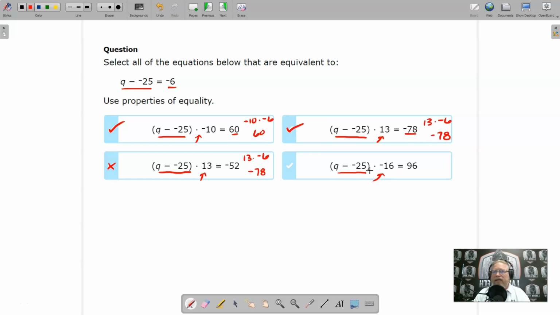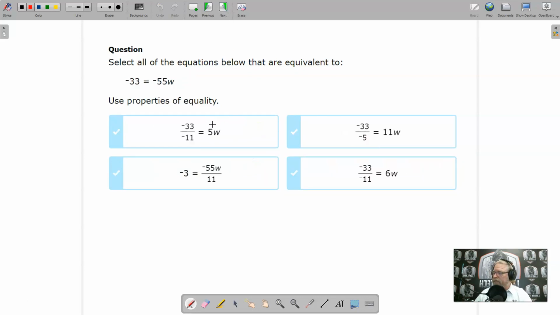And then we have negative 16 being multiplied times the quantity of q minus negative 25. So if the left is being multiplied by negative 16, we're going to multiply the right by negative 16 as well. Remember, we're multiplying by what we have up here, not what you see down here. So negative 6. And we are trying to get to the target, where if our product is equal to this, then we know we're good to go. Negative times negative is positive. 6 times 16, well, 6 times 10 is 60, 6 times 6 is 36. 60 plus 36 is indeed 96, and that's what we have here. So in this case, we had 3 correct answers out of the 4.